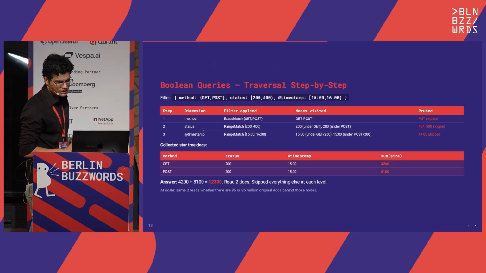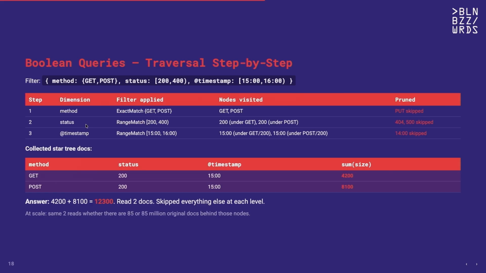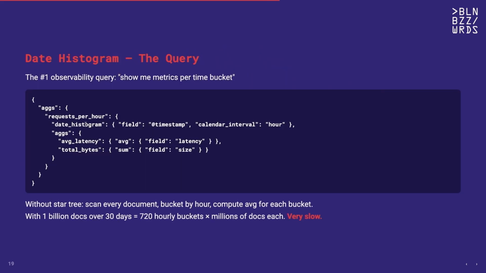And yeah, this is the same thing. We read two docs, we skipped everything else at each level. And at scale, this would mean that we have the same two reads, whether there are millions of original documents behind those nodes. Okay, so date histogram.